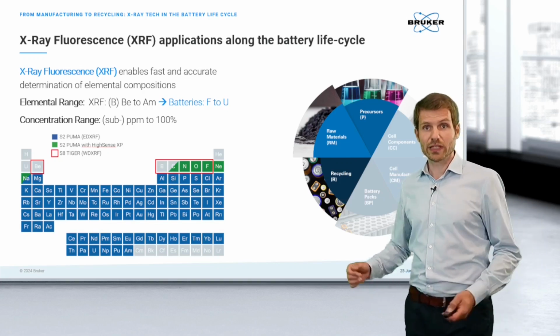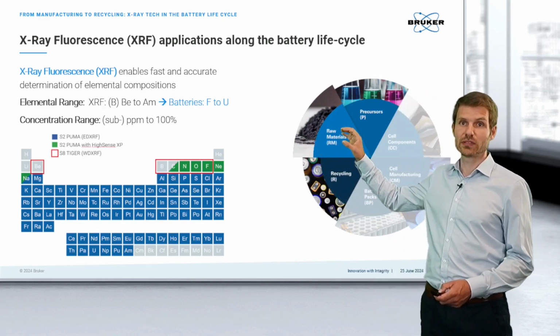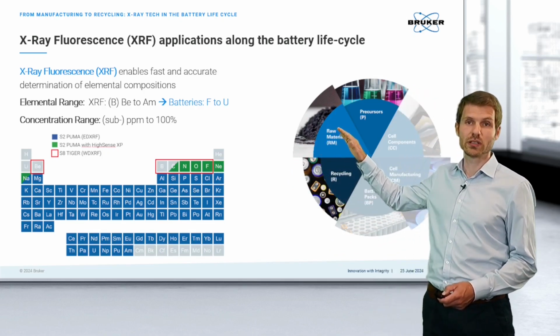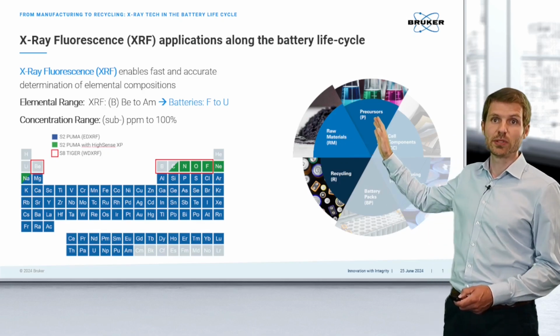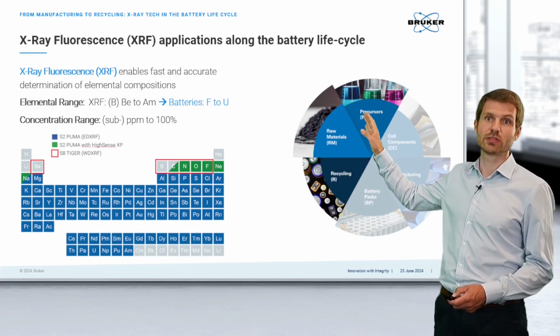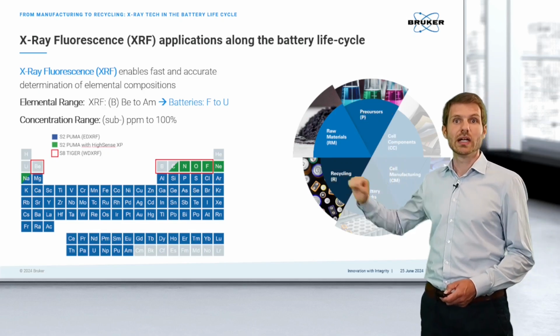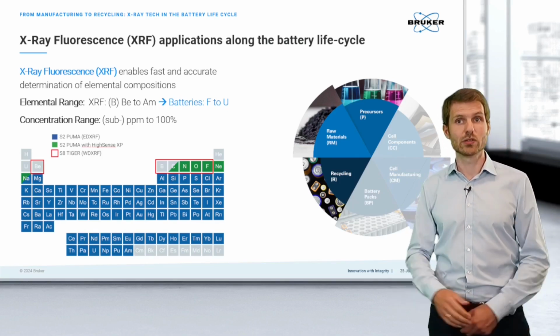XRF, so X-ray fluorescence, is being used in the battery life cycle in 3 different segments. So this is the raw material assessment, where we do incoming goods inspections, for example, the precursors, so liquid precursors, hydroxide precursors, and cathode active material. And there, also in the recycling, we are playing an important role. I will go into that a little later.